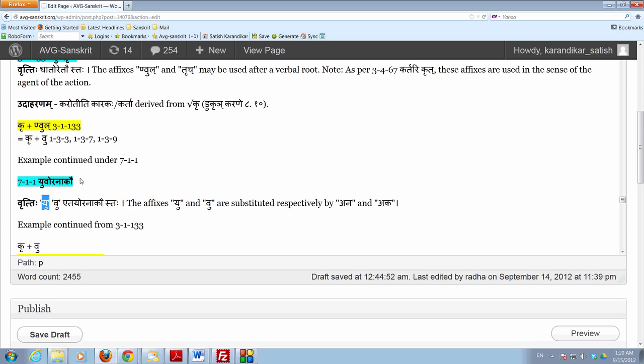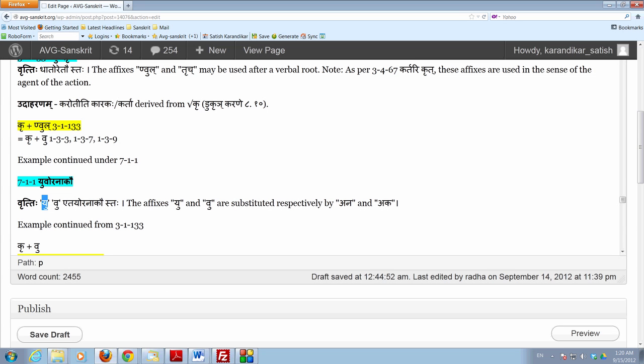Yuvoho, yuvor is a shashti. So that is the place of the operation. So it is shashti ekavachanam. This is a samahara compound, samahara dvandvaha. So yuvoho ana and aka, anakau. So in place of yu and vu respectively, we substitute ana and aka.